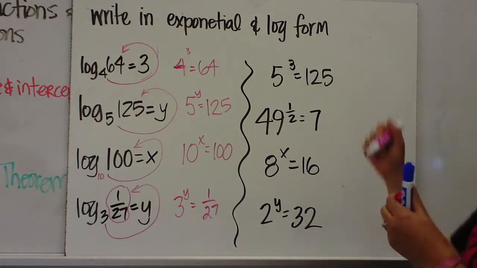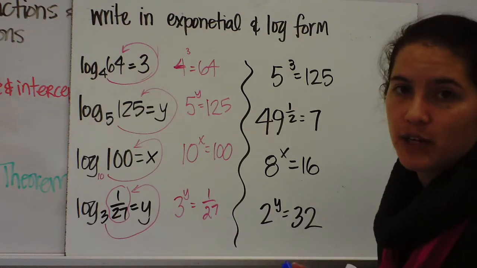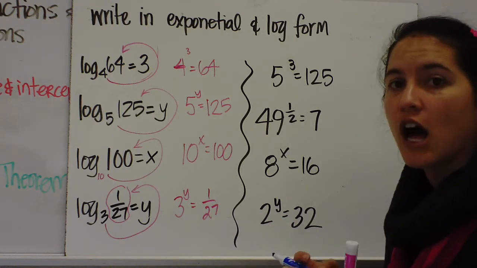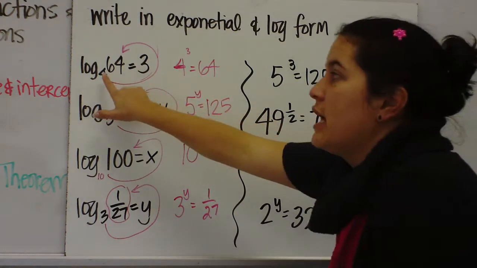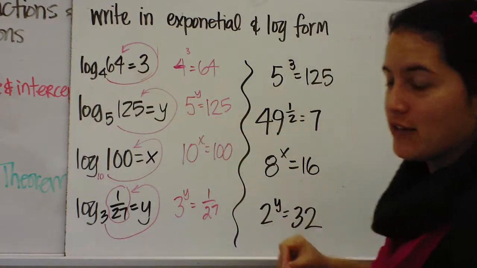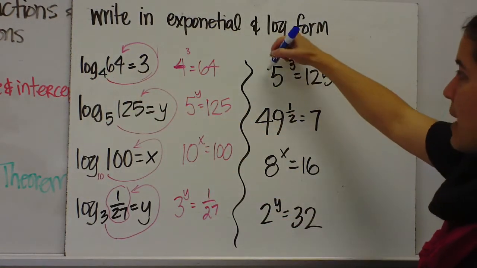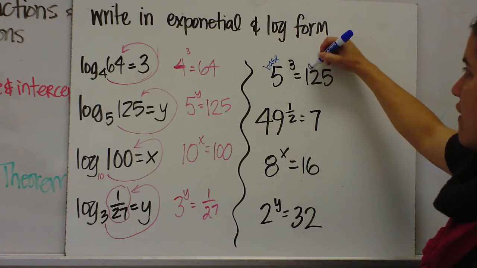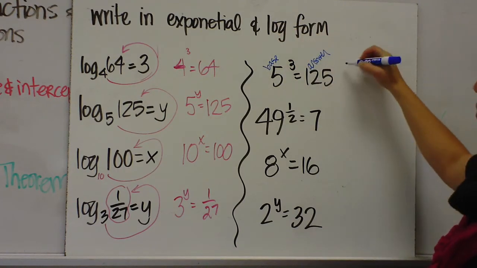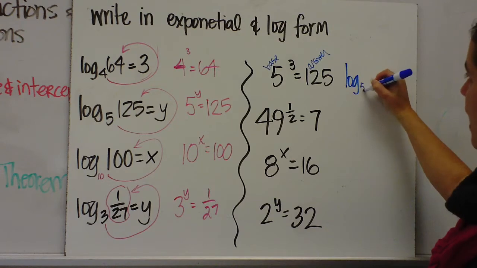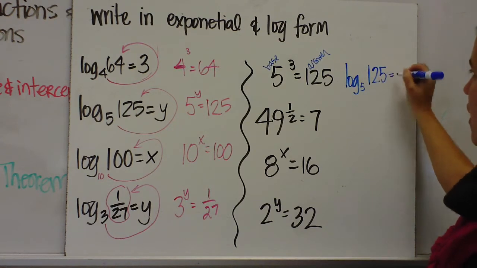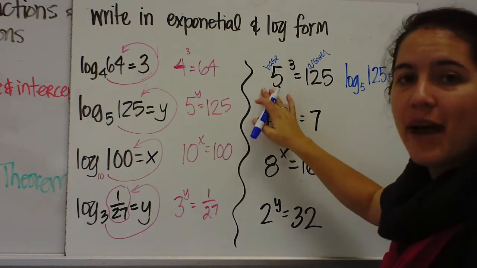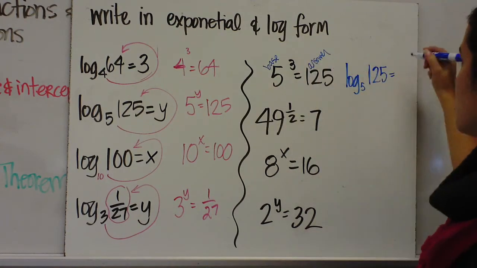Okay? Now over here, I've given them to you in exponential form, and we are going to write them in log form. Now remember, in log form, it's your base and then your answer. So right here I have my base, and then I have my answer. So it's going to be log base 5 of 125. Log base 5 of 125 equals 3.